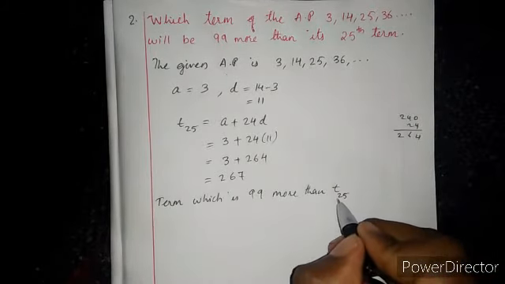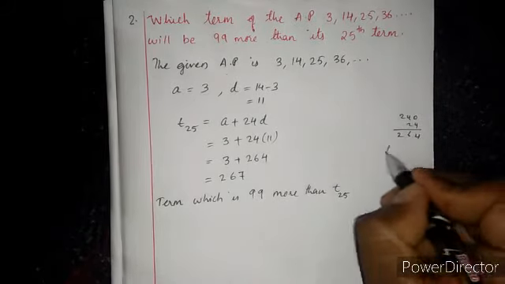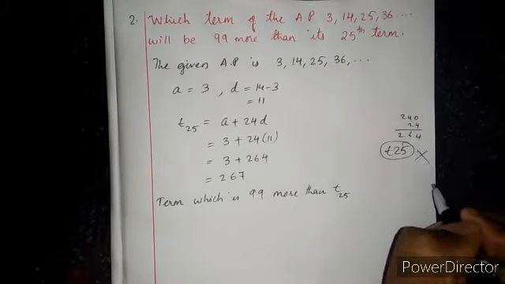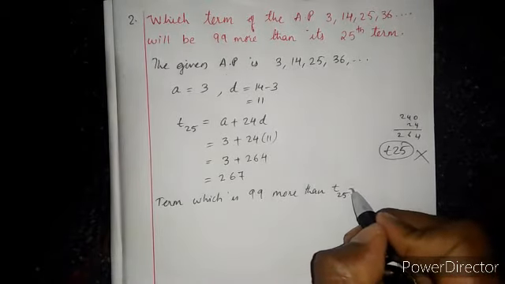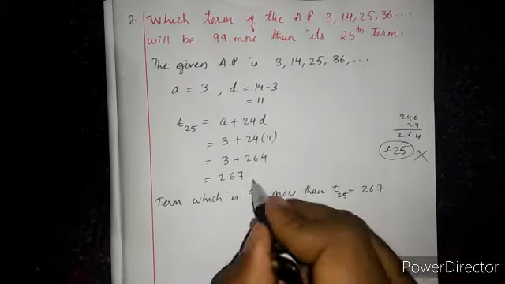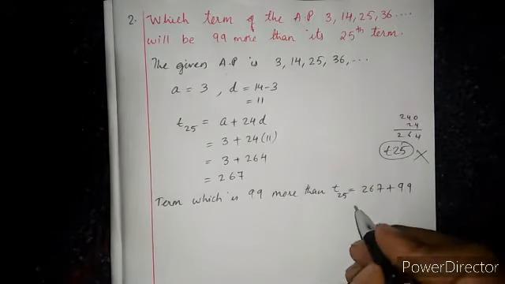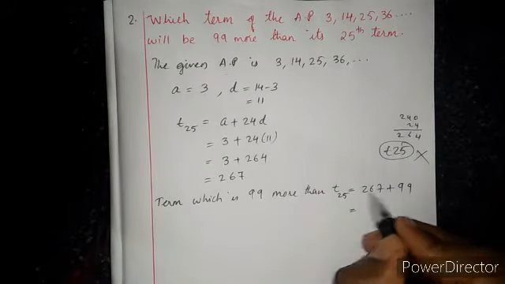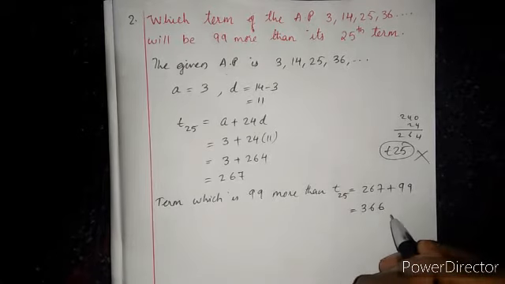Always when you're writing this 25, make it into a suffix, make it a small 25. Don't write it along with the T, like this, it's wrong. T 25 is equal to, now which is the 25th term? 267 was there, plus 99. 99 more than that. What will be that number? 366. Right, that is the number.